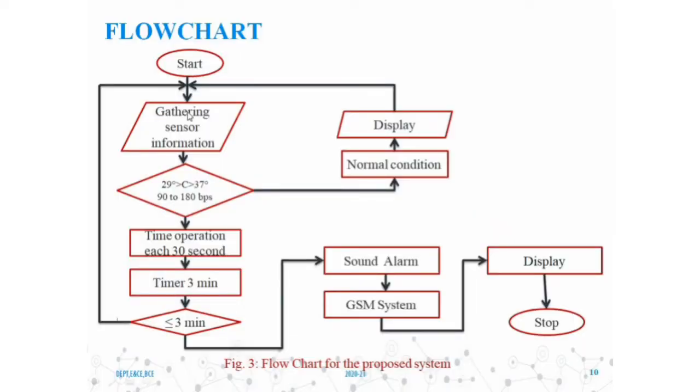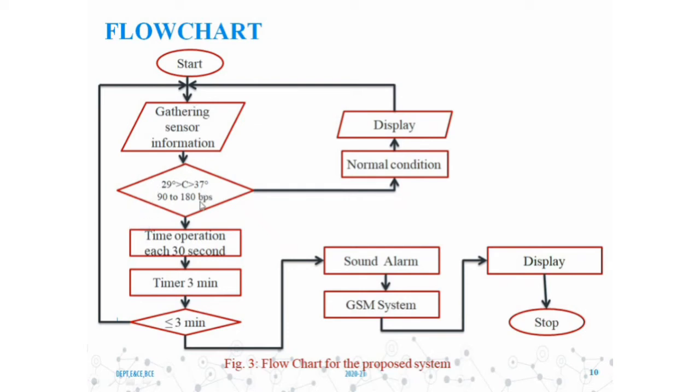Flowchart. Firstly, the sensor gathers the information. If the temperature ranges between 29 to 37 degrees Celsius and the heartbeat ranges between 90 to 180 beats per minute, then it is a normal condition. Then the respective sensor data will be displayed on the LCD and the process starts from the beginning and goes on.